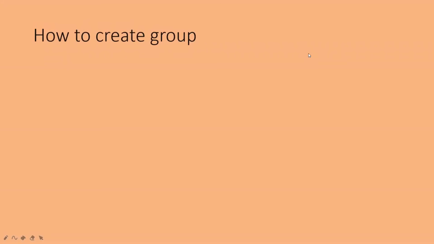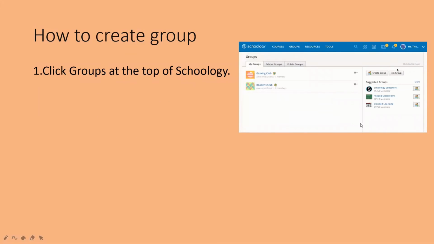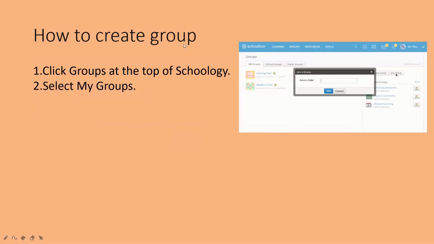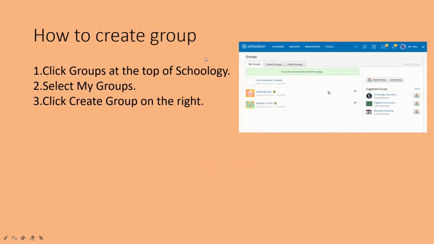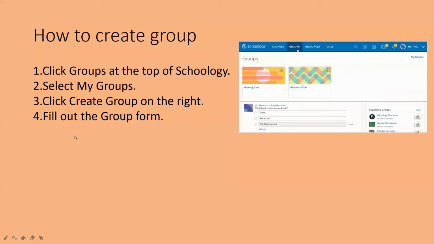So how to create a group in Schoology? For the first step, you need to click group at the top of Schoology, and then select my group, and then you click create group on the right, and you fill out the group form.